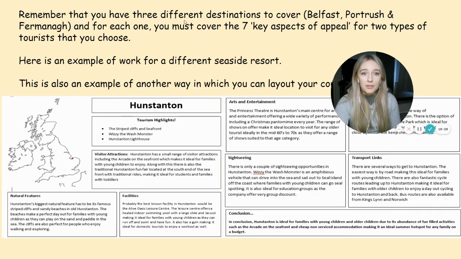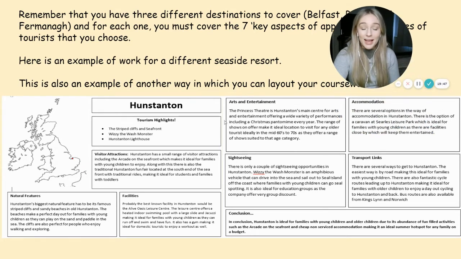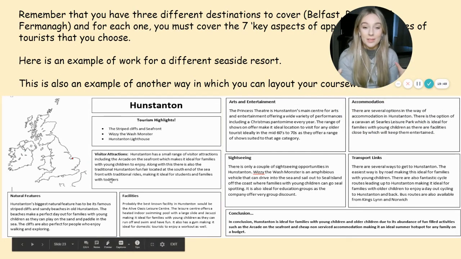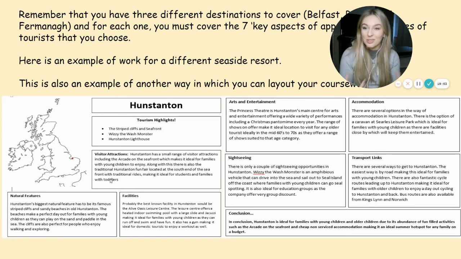I've said, remember that you have 3 different locations to cover, so you have to do Belfast, Portrush and Fermanagh, and for each one you have to cover those 7 key aspects of appeal for the 2 types of tourists that you choose. So here's an example piece of work for a different seaside resort. It's also an example of a different way in which you can lay it out. Now, I like this because it keeps it quite condensed, and it stops you from going off and including loads of information that you don't need to.